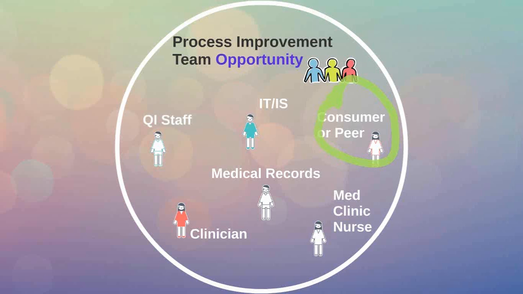So this is a great opportunity for you to nominate a process improvement team. It will take all the players, and this is what Derek so eloquently mentioned earlier. You need to have all of these folks at the table: your QI staff, your IT or IS department, medical records, the clinician, a med clinic nurse, and a consumer or peer, to be able to figure out at your location how you are actually going to infuse this data into your targeted case management functions.